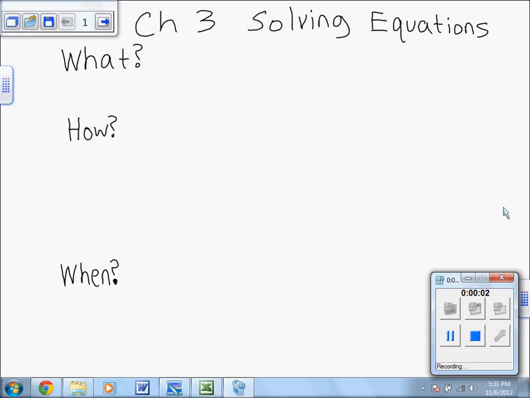Okay, so let's talk about what you need to know when you are solving for equations in Chapter 3. The three ways to organize your thoughts are the what, the how, and the when. When working on these, you want to think of it as, for starters, what are we trying to do?